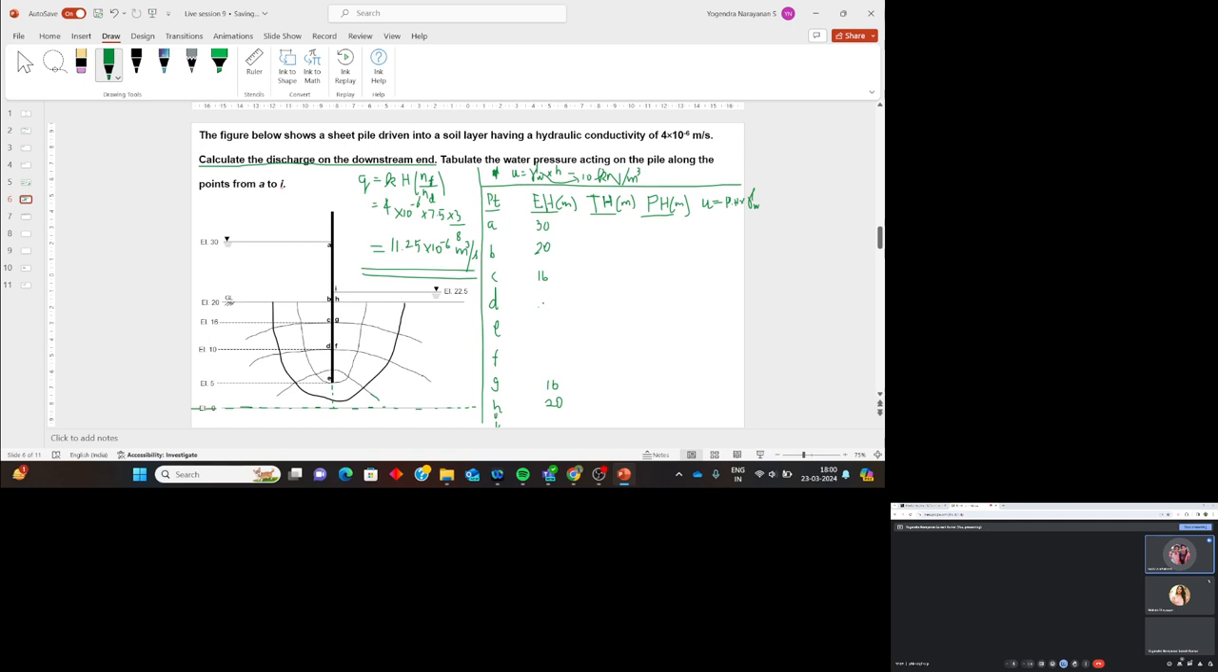And D, what about D? D elevation head is 10. Correspondingly, F will have the same. E is how much? 5. What about I? I elevation head, I think 20 plus 7. Wait, 20 plus 6. No, elevation head is already given, okay? It is 22.5. Now, what is the total head at A?